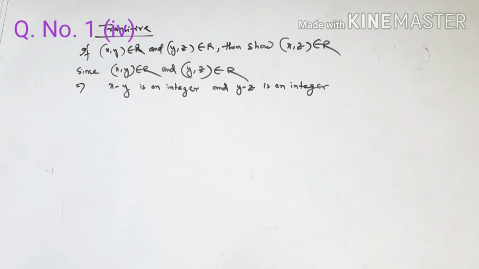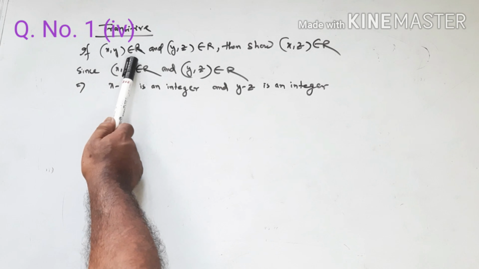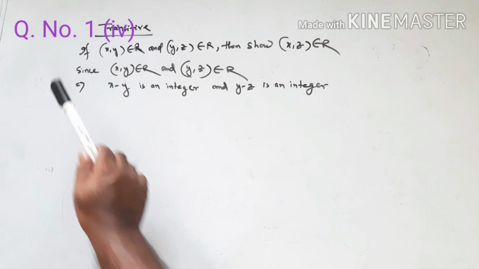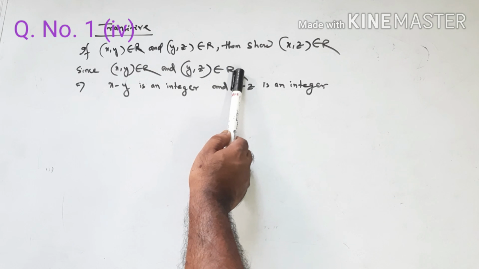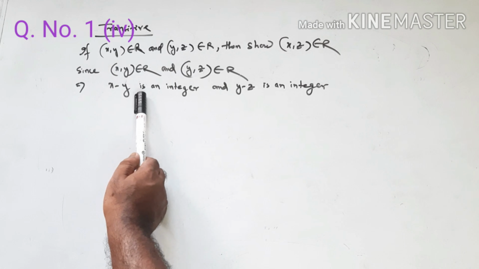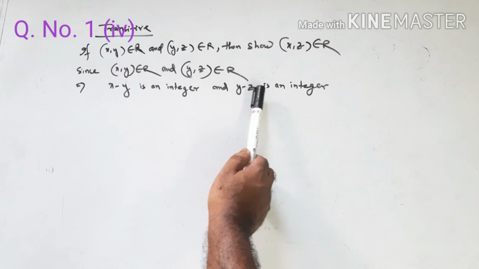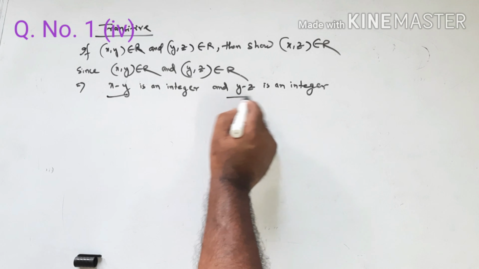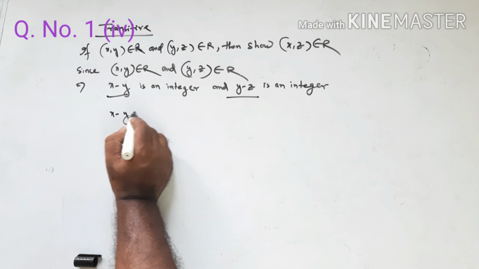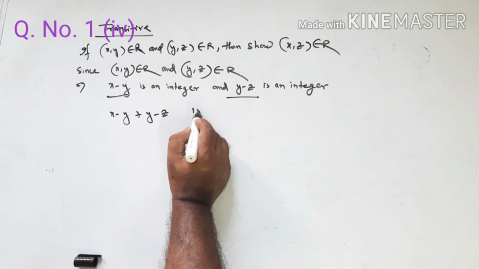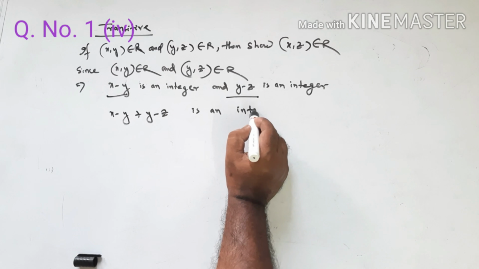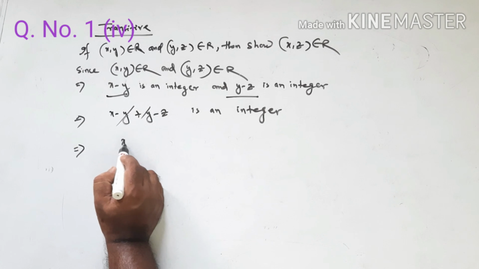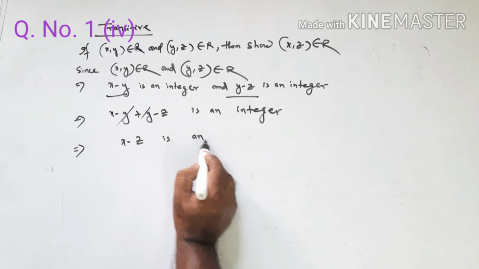Next we discuss the transitive property. If (x, y) belongs to R and (y, z) belongs to R, then you have to show (x, z) belongs to R. Since (x, y) belongs to R means x minus y is an integer, and y minus z is an integer. Now you take the sum of these two. The sum of two integers is also an integer. Then x minus y plus y minus z is an integer. Then this cancels, that is, x minus z is an integer.